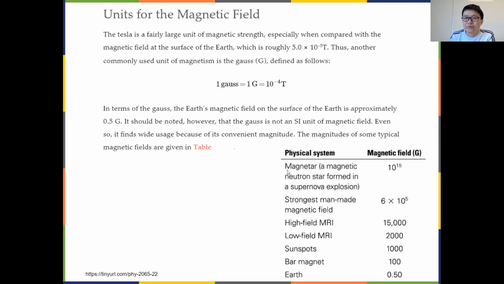In natural fields, a magnetar, a magnetic neutron star formed in a supernova explosion, has actually a very strong magnetic field, 10 to the 15.